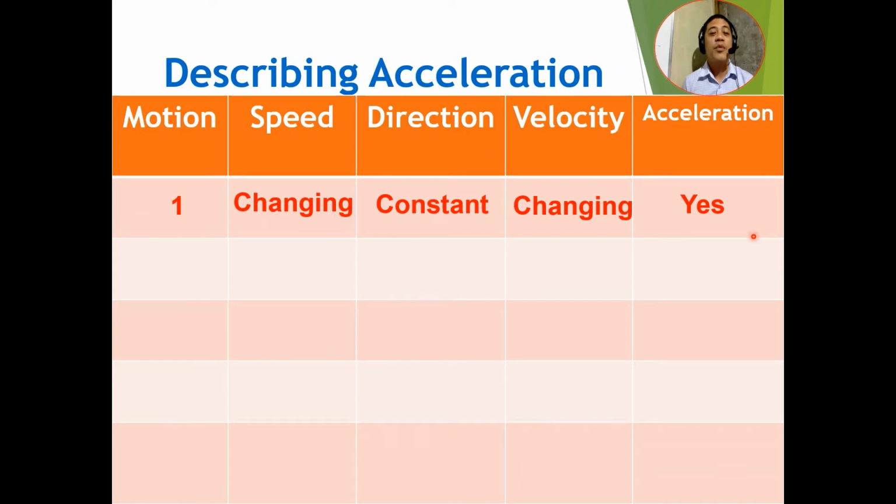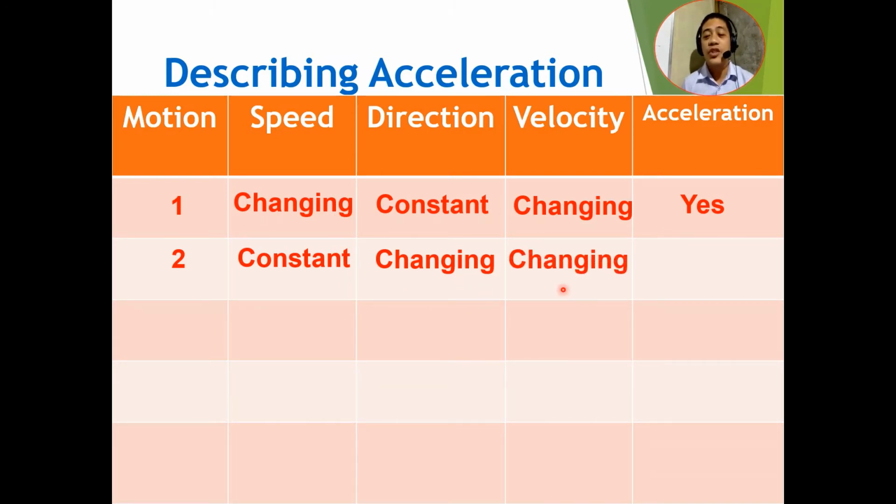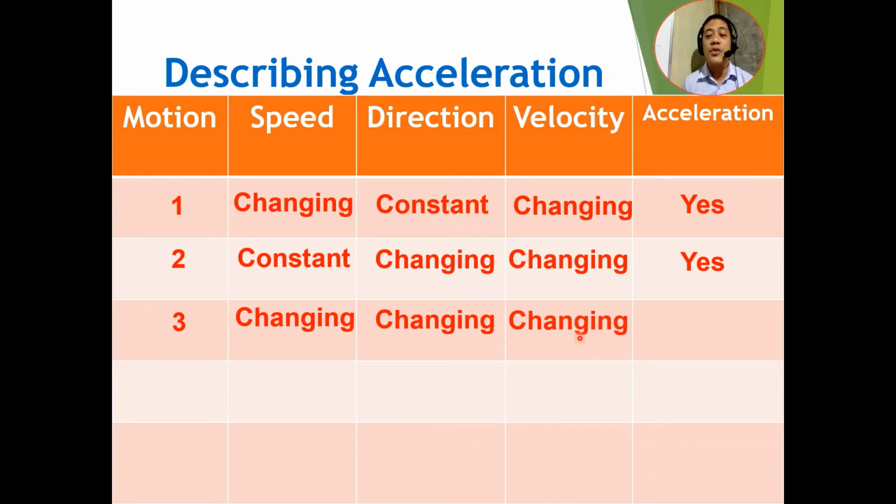Okay, for motion number 2, we answered constant speed and changing direction. And because of the changing direction, the velocity also changes. Now, if there is a change in velocity, is there an acceleration? The answer is yes. So there is acceleration when there is a change in velocity. There is a change in velocity because there is a change in its direction, even if the speed is constant. And for motion number 3, we answered both changing speed and direction. Since both speed and direction change, automatically our velocity also changes. Since there is a change in velocity, automatically there is also an acceleration.